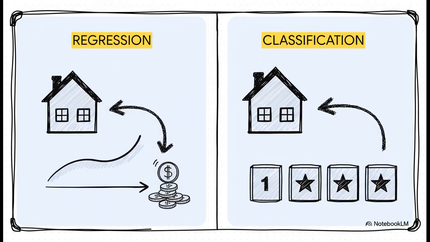And this slide breaks those two jobs down perfectly. On one hand, when we're trying to predict a number that could be anything on a scale, like the exact price of a house, that's called regression. But on the other hand, when we're trying to predict a specific category, like a house's condition on a scale of 1 to 5, that's called classification. Bottom line, regression gives you a number, classification gives you a name.